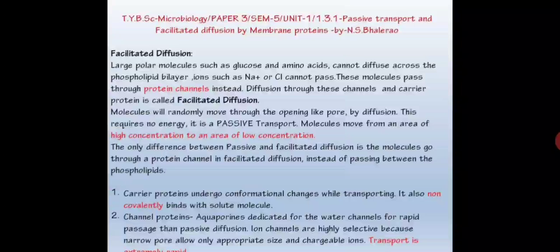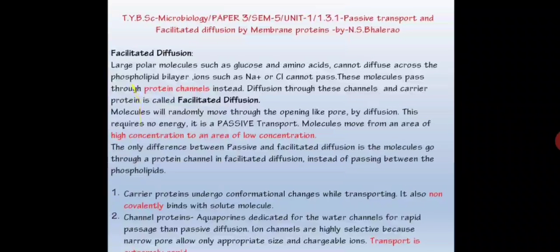Why are these non-covalently bound? Because if any solute is covalently bound with the proteins, then it's very hard to dissociate that molecule from the protein, and therefore these dedicated carrier proteins might be lost because of the permanent attachment of solute molecules to that protein. Therefore here the bonding is non-covalent bonding.